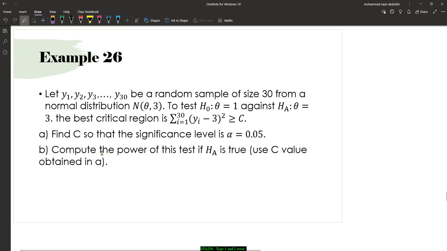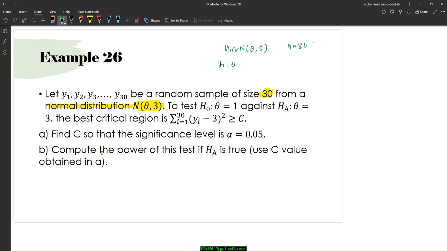Now let y1 until y30 be a random sample of size 30 from a normal distribution with mean mu equal to theta and sigma squared equal to 3. So we know we have yi, let's note some information there. We have yi having a normal distribution with theta and 3. So n equal to 30.